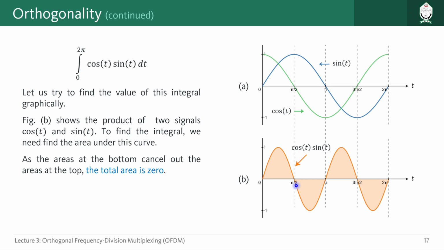And simply you can understand that the area here is 0 because the positive areas here will be cancelled out by this negative area, right? So the total area is definitely 0. So this expression basically comes out as 0. So we can say cos t and sin t, these two are orthogonal to each other for the interval of 0 up to 2 pi. So graphically we have understood what orthogonality is.